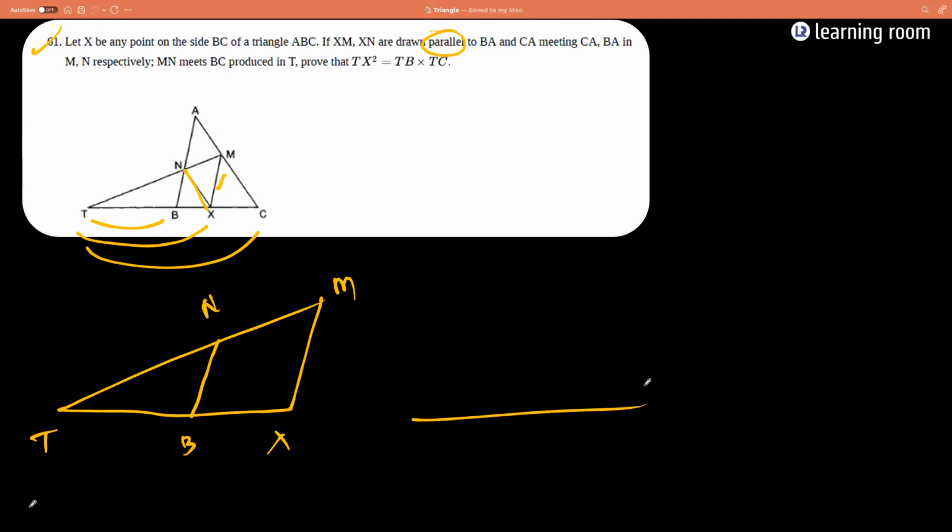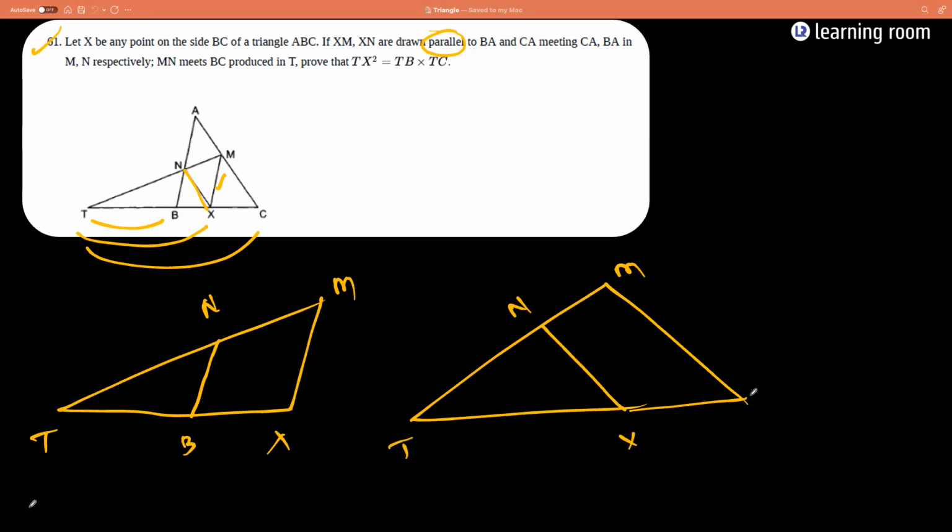Sir, we can take triangle TXM and triangle TMC. You want to take that? Yes, sir. Okay, TXM, and triangle TMC. So you want to take TXM, in that BN is a part of it. Am I right? Yes, sir. Similarly, you're going to take TMC, of which NX is a part. Right? Yes, sir. Tell me what do you want to do?